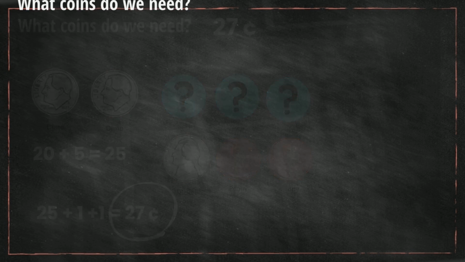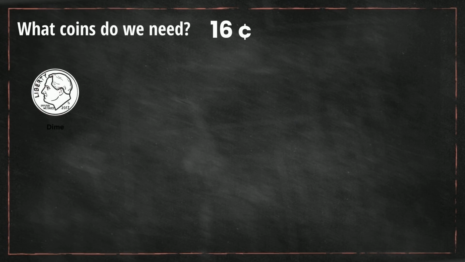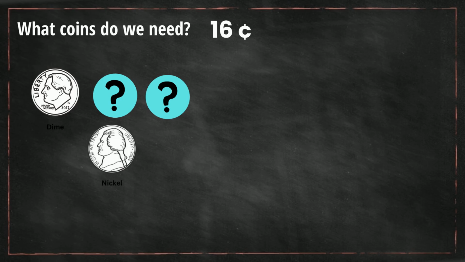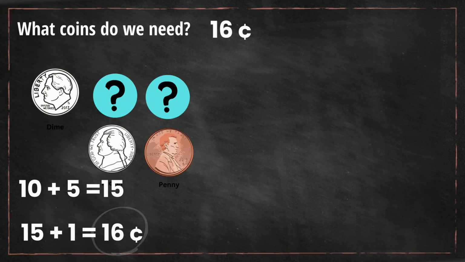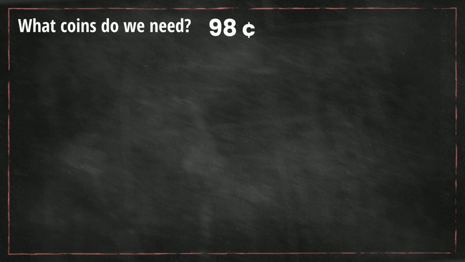Now, how about this one? We want to get to 16 cents, and we have a dime. So, we can provide a nickel, which gets it to 15 cents, and then another penny gets us to 16 cents total. And finally, how about 98 cents?